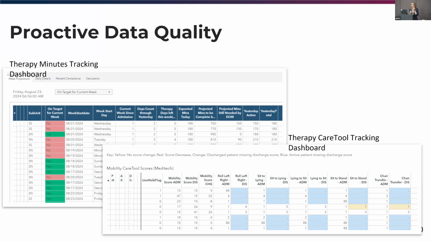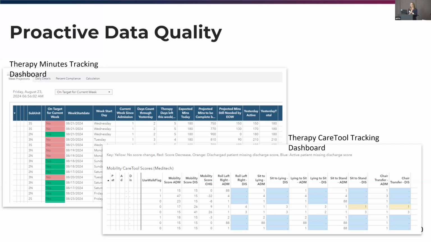In inpatient rehab, we're held to a standard by CMS of 3 hours per day. And so this really helps them to identify when we have documentation issues, if we've missed documenting therapy minutes, or if we've recorded it incorrectly. They'll be able to track that and then also project out what the patient will be, all in one dashboard.